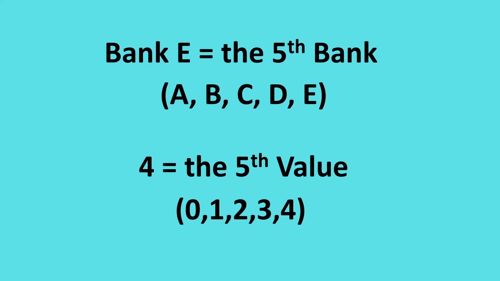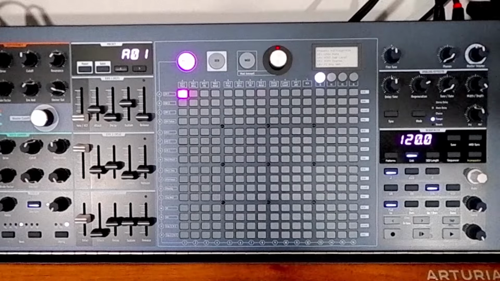The LSB is 4 because bank E is the fifth bank, for example, A, B, C, D, E. And if we start counting from zero, as computers do, the fifth value is actually four, as in 0, 1, 2, 3, 4. Now let's look at my Matrixbrute.